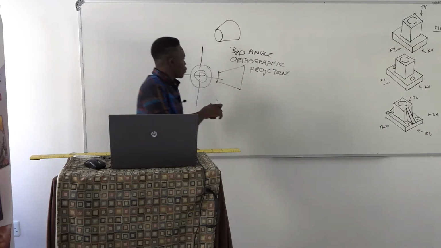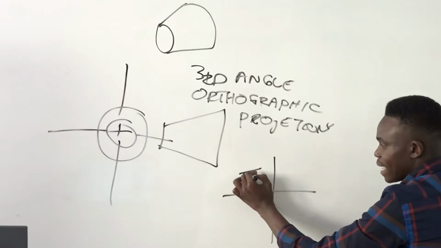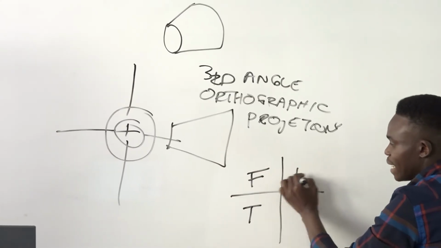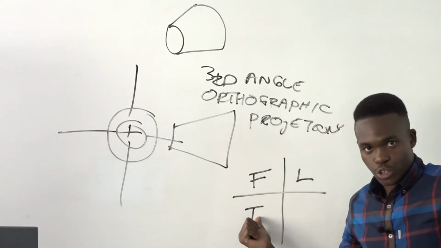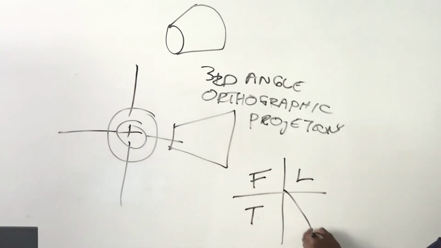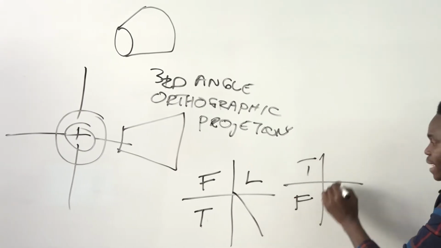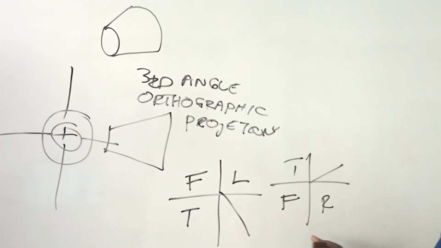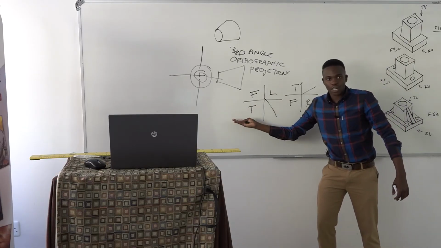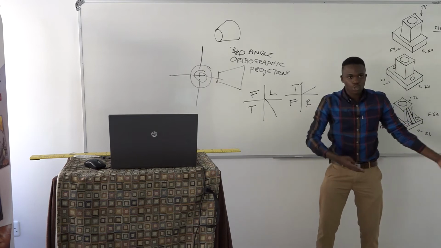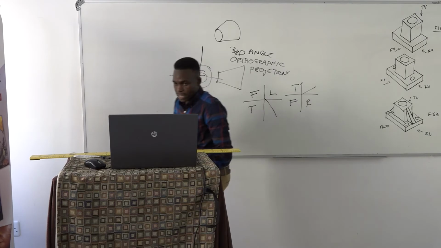So when we say we want a front view here, the top view here, the left view here, we use an orthographic symbol. When we say top view there, front view there, right view there, we also use an orthographic symbol. But what's the difference between the first angle orthographic symbol and the third angle orthographic symbol? It's very easy. Let me show you by using a screen.